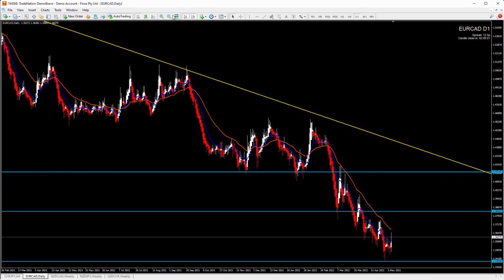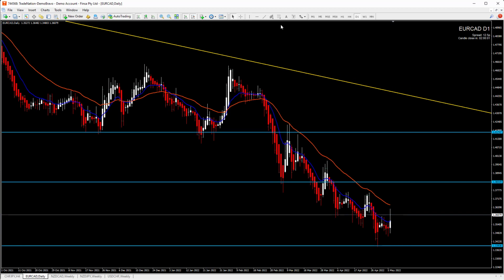We go to the daily chart, and what we see right now is that if we draw a trend line, we even have to draw it like this to have more spikes, to have more touches.